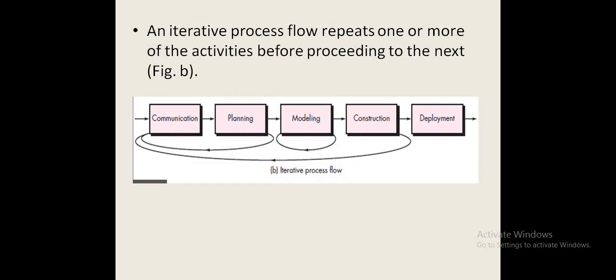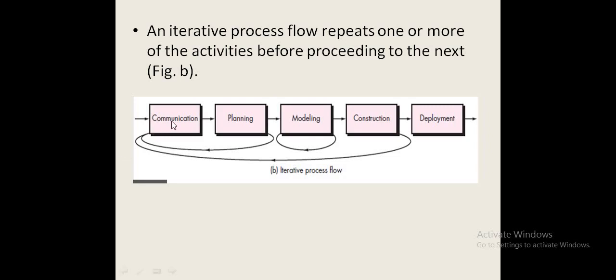Now comes the second type of process flow, that is iterative process flow. In iterative process flow, there are repetitions. That is, the flow repeats one or more of the activities before proceeding to the next. We can see in the figure, there are different phases shown here. Different activities that are communication, planning, modeling, construction, deployment. The activities are the same here, but the way of execution is different. Sometimes some activities may be repeated. That is the meaning of iterative process flow.